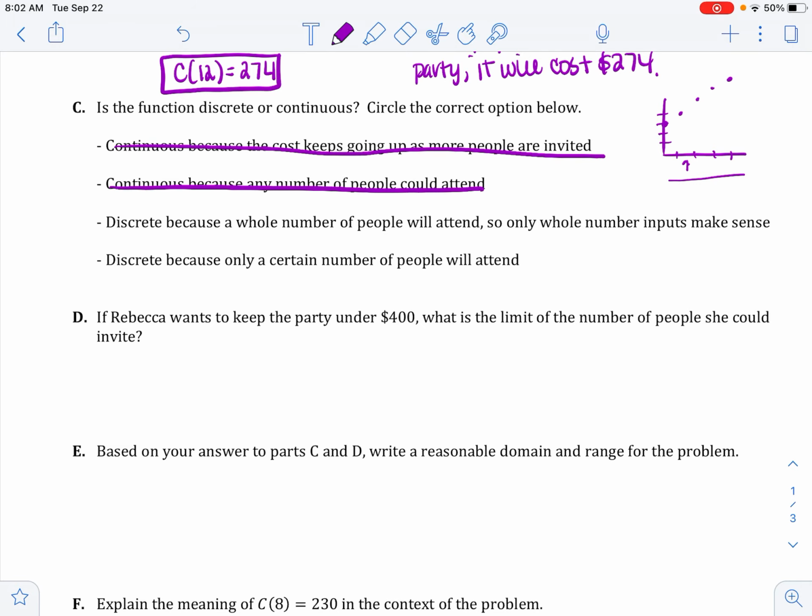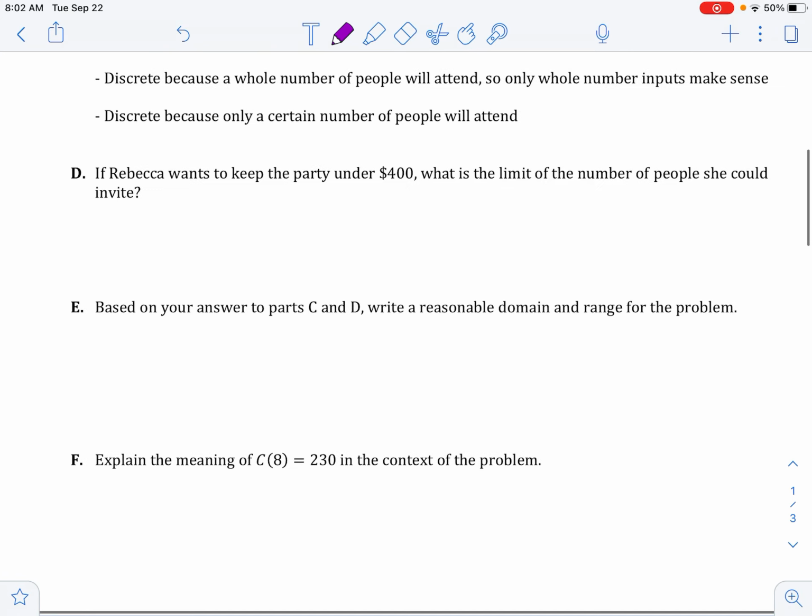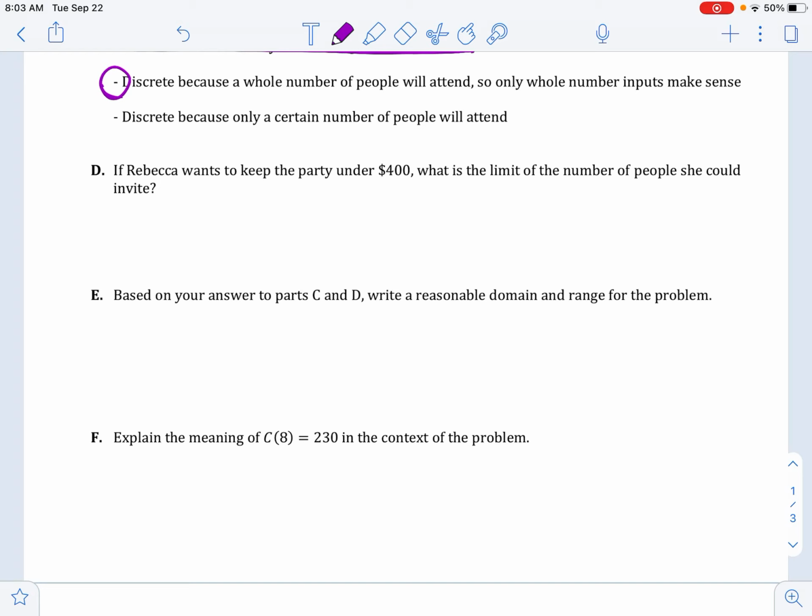Now, these two statements are true. Cost does keep going up in the number of people, and any number of people could attend, but that's not why a graph would be continuous. If you look at this reason, discrete because a whole number of people will attend, that's what we just talked about. If you look at the last one, because only a certain number of people will attend, that's not necessarily making anything discrete.